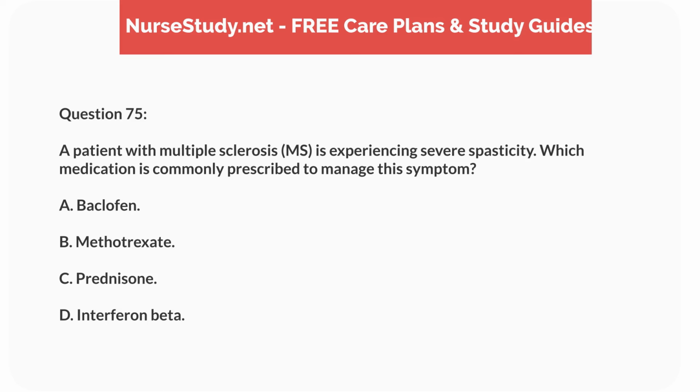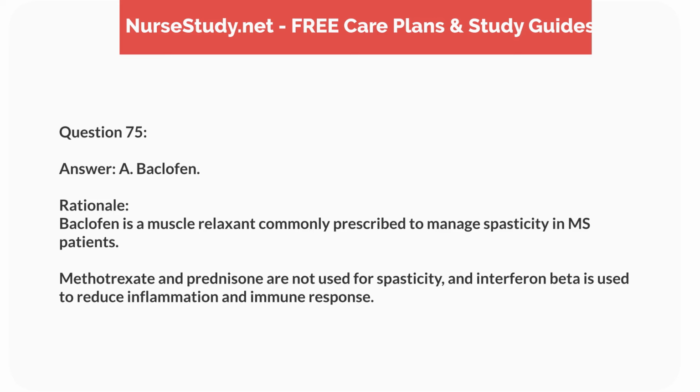Question 75. A patient with multiple sclerosis, MS, is experiencing severe spasticity. Which medication is commonly prescribed to manage this symptom? A. Baclofen. B. Methotrexate. C. Prednisone. D. Interferon beta. Answer: A.